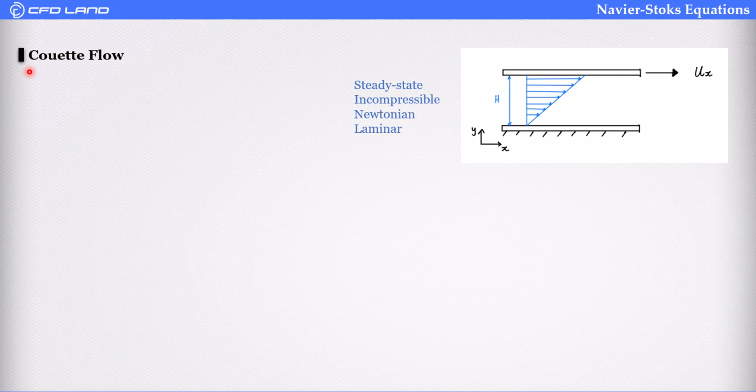Let's look at two simple fluid flow problems. The first one is Couette flow. This flow is defined as the flow between two planes, one fixed and the other one moving at velocity u. The assumptions are that the flow is steady state, incompressible, Newtonian, and laminar. And since our problem is a two-dimensional problem, we only have x and y directions.